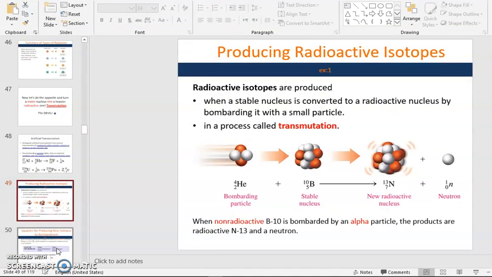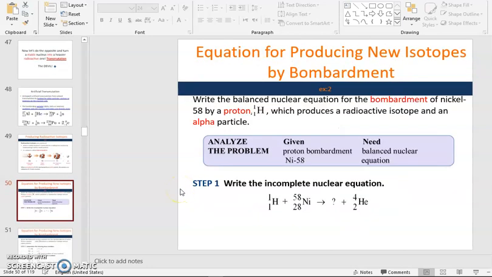Again, another example. This is boron 10, which is stable. We will hit it with helium, and we will get nitrogen 13, which is not stable, and a neutron. So this is what we call bombardment, and it's for producing isotopes. We also call it transmutation.